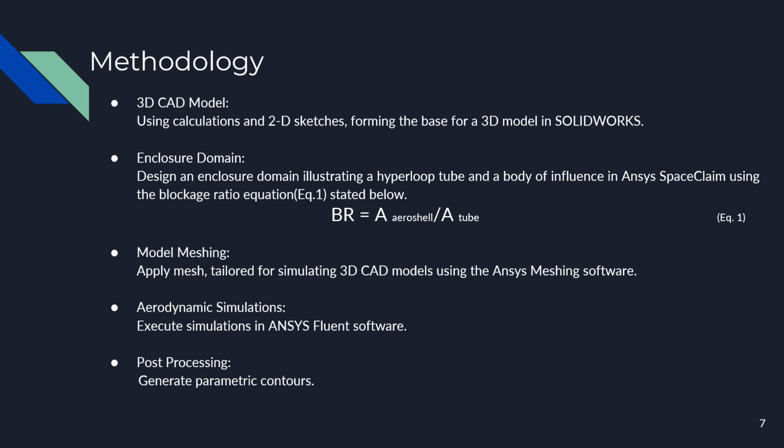In SpaceClaim, the body of influence is provided to the 3D model, which will be explained in the further slides. Once the enclosure and the body of influence are designed, the 3D model setup is meshed in ANSYS Meshing. Once the mesh is generated, the simulation is carried out in ANSYS Fluent and the parametric contours are generated.